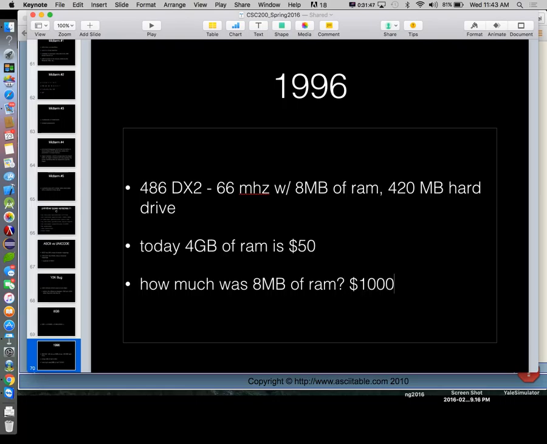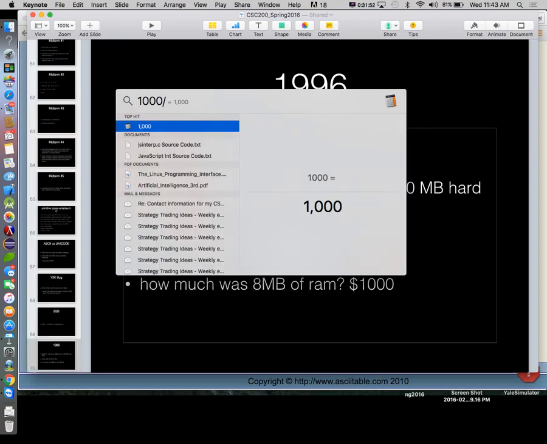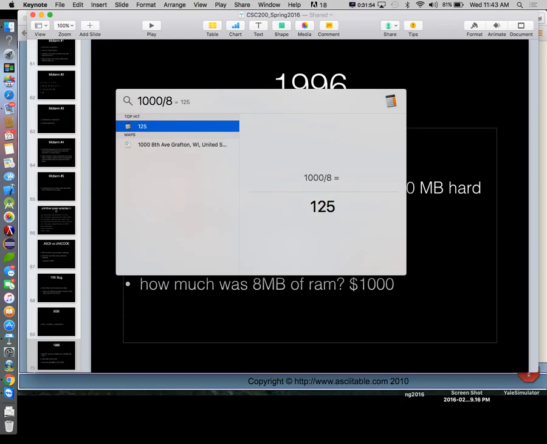$1,000 was 8 megabytes of RAM back then. So that's 1,000 divided by 8. That's $125 per megabyte compared to a penny per megabyte today. And you have to keep in mind that that's not even taking inflation into consideration, right? It would have been even more expensive. $125 back then is more than $125 today, so you have to apply the inflation values.